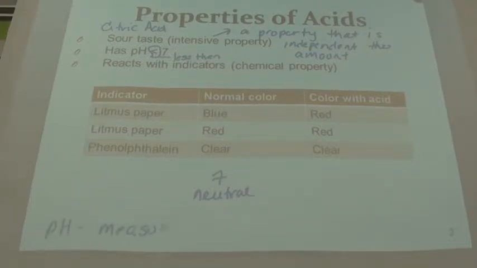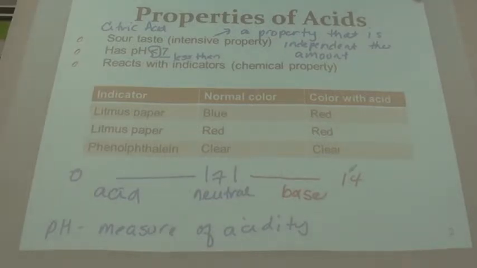You don't have to write that down. We'll do that later. Measure of acidity. So if something is an acid, its pH is between 0 and 7. Okay, 0 and as close to 7 as you can get, because 7 is neutral. If something is a base, what do you think? Up to 14. If something is a base, it has a pH greater than 7.